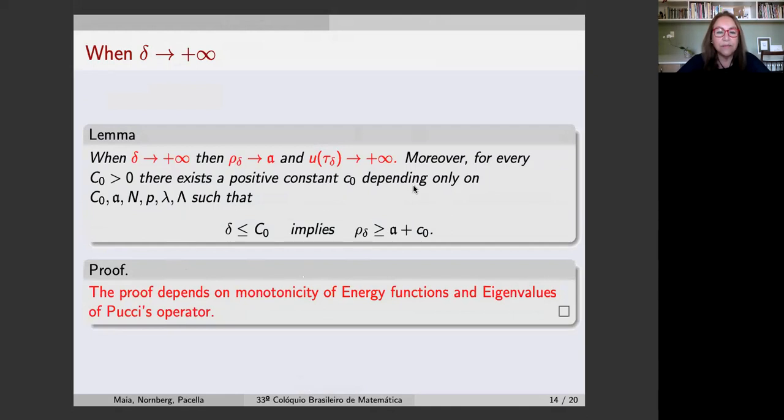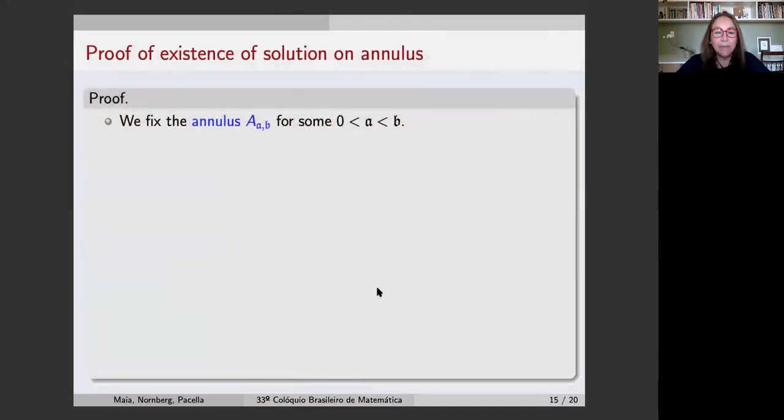The proof of this lemma is complicated, it's long, it's included in our notes with all details, but basically depends on the monotonicity of the energy functions and eigenvalues of Pucci's operator. So the interested reader can go and see in detail the proof of this lemma. But with all this in hand, now we can approach the problem in the annulus.